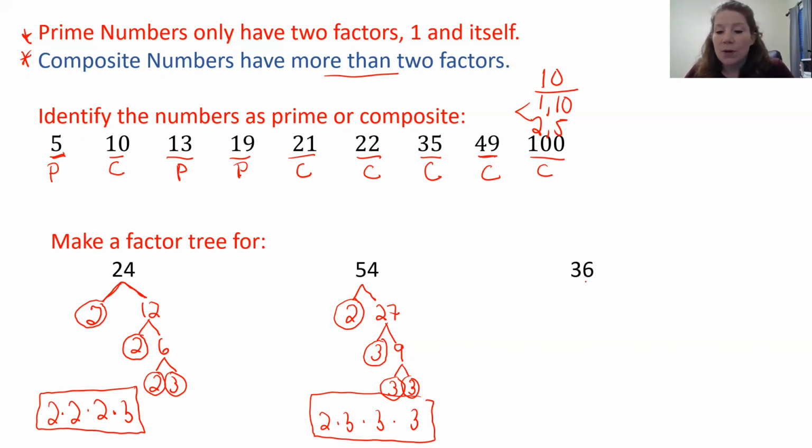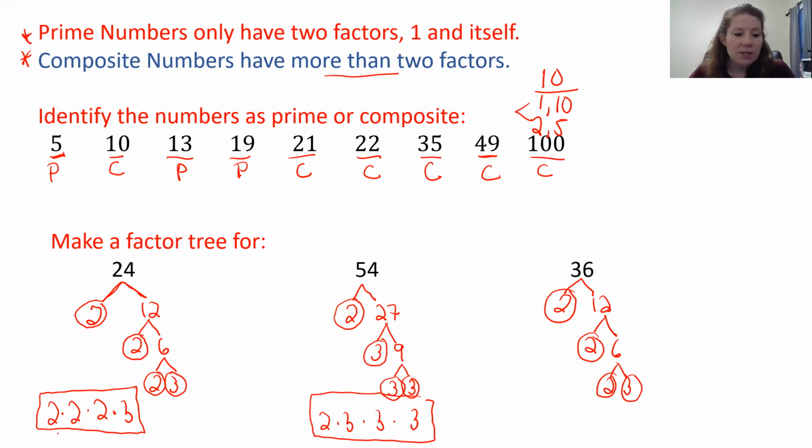All right, let's try one more. 36. Well, it's even, so I know 2 goes into it. All right, so 2 times what? 12, right? And then 12 can be divided by 2, 2 and 6. And then 6 is 2 and 3. I messed up because these are not the same number. 2 times 2 times 2 is 8 times 3. What did I do? Oh, it's not 12. Sorry.